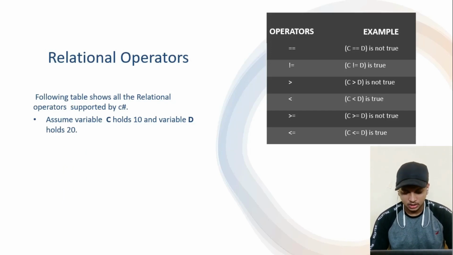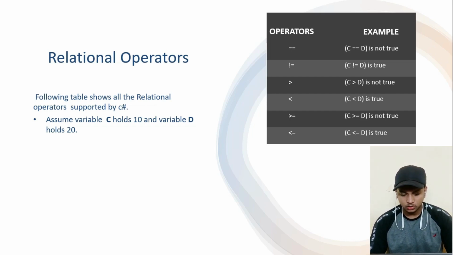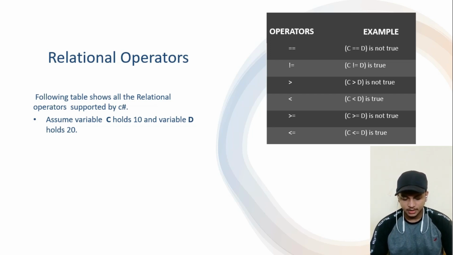Then we have relational operators. In this we have the equals operator. It checks if the values of two operands are equal or not. If yes, then the condition becomes true, otherwise it is false. Then we have the not equals operator. It checks if the values of two operands are equal or not. If the values are not equal, then the condition becomes true, otherwise it is false. Like this we have different operators like greater than, less than, less than or equal to, and greater than or equal to.